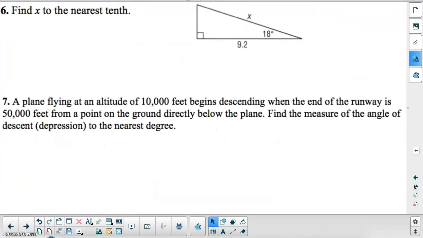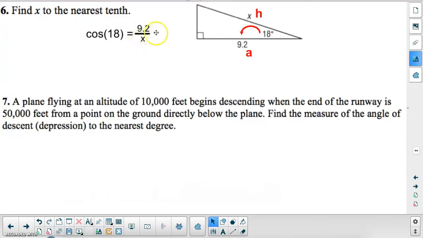In number 6, we're trying to find the side of the triangle labeled with x. We don't have enough to use Pythagorean theorem, so we have to use trig. We know that the 9.2 is adjacent to the 18 degrees and the h is our hypotenuse. Therefore, we know we're going to use cosine. So we have cosine of our angle equals adjacent over hypotenuse.